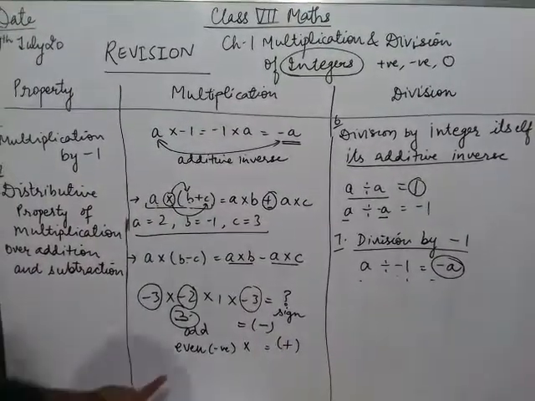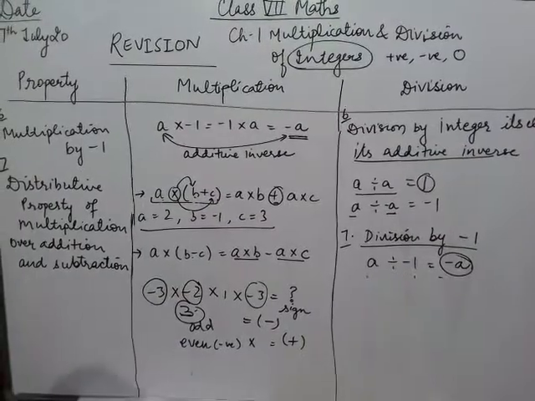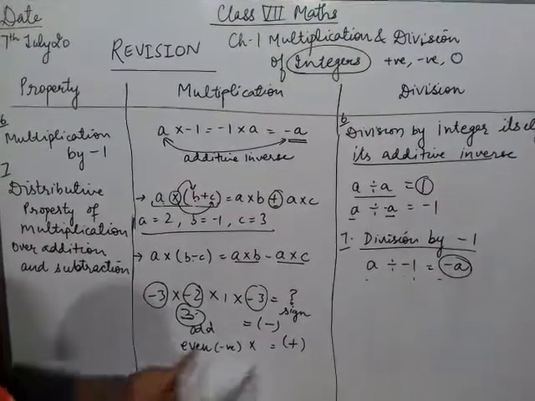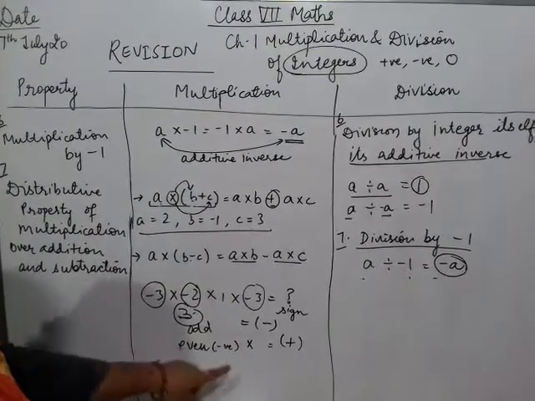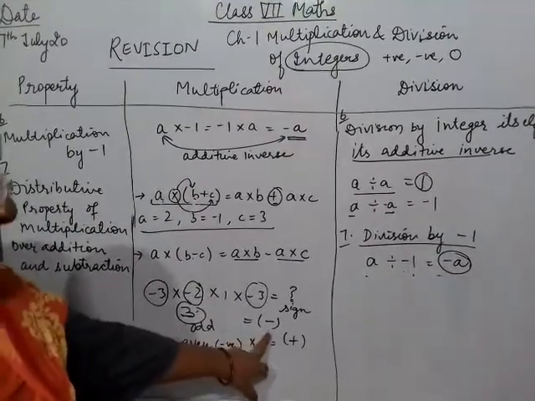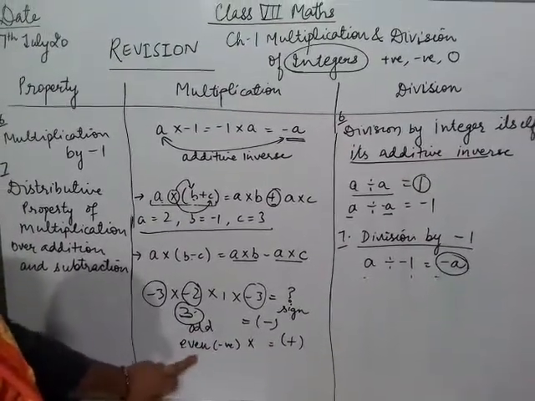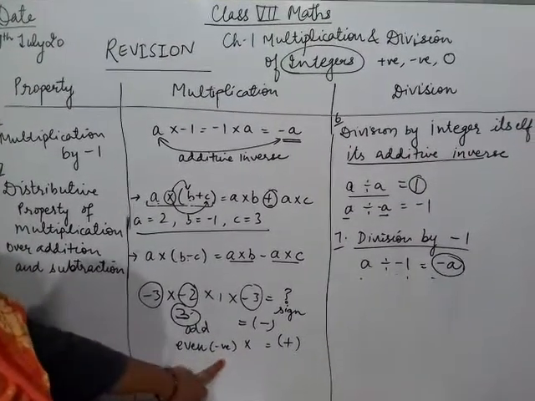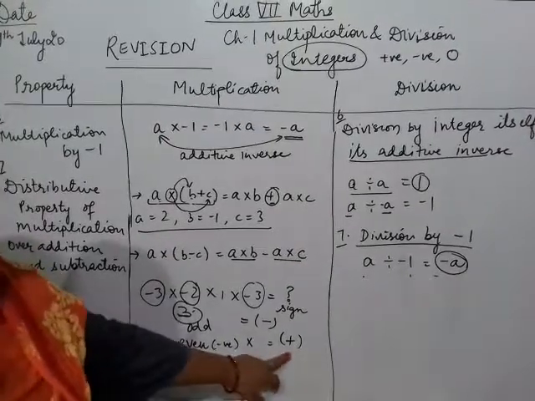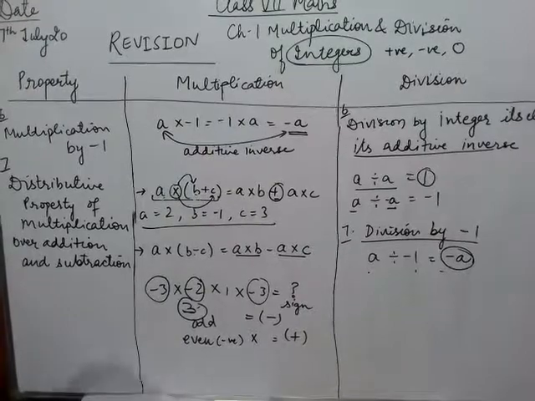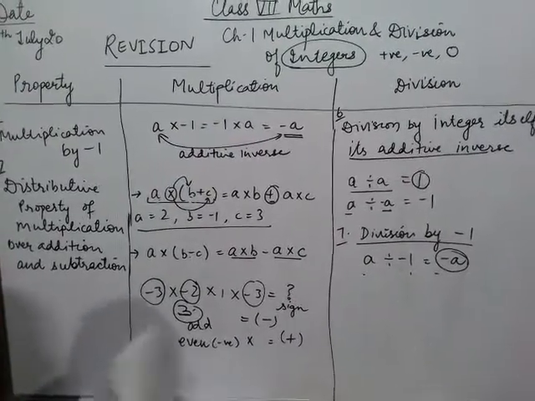Okay. So it says that if we have an odd number of negative integers to be multiplied, then the result of the product is negative. And if we have an even number of negative integers to be multiplied, we get a positive result. So this is the concept related to your multiplication and division of integers.